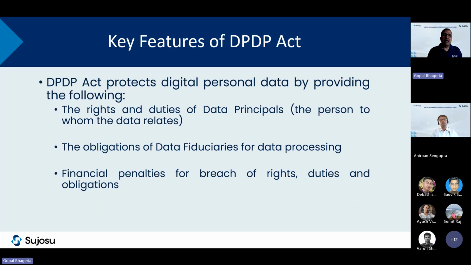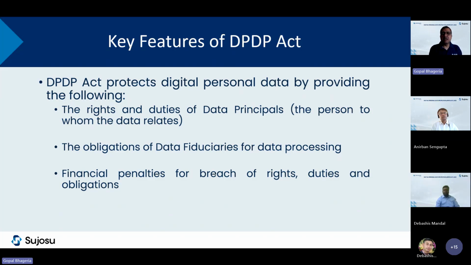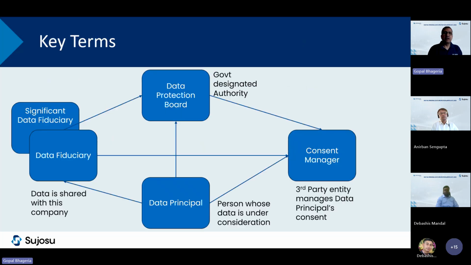Okay. So the key features: the DPDP Act protects digital personal data by providing rights and duties of the data principal. We'll talk about these technical terms like data principal, data fiduciary, and the board, etc. And there are penalties and guidelines defined in the rule. So I tried to capture this in this diagram to show how different entities interact and what the responsibilities of each of these entities are.